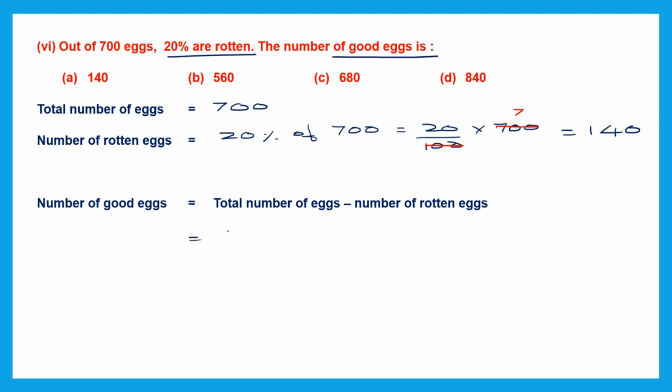So this is 700 minus 140. And that is equal to 560. So the number of good eggs is 560 and this is option B. So let's write that. Option B is 560 and this is our answer.